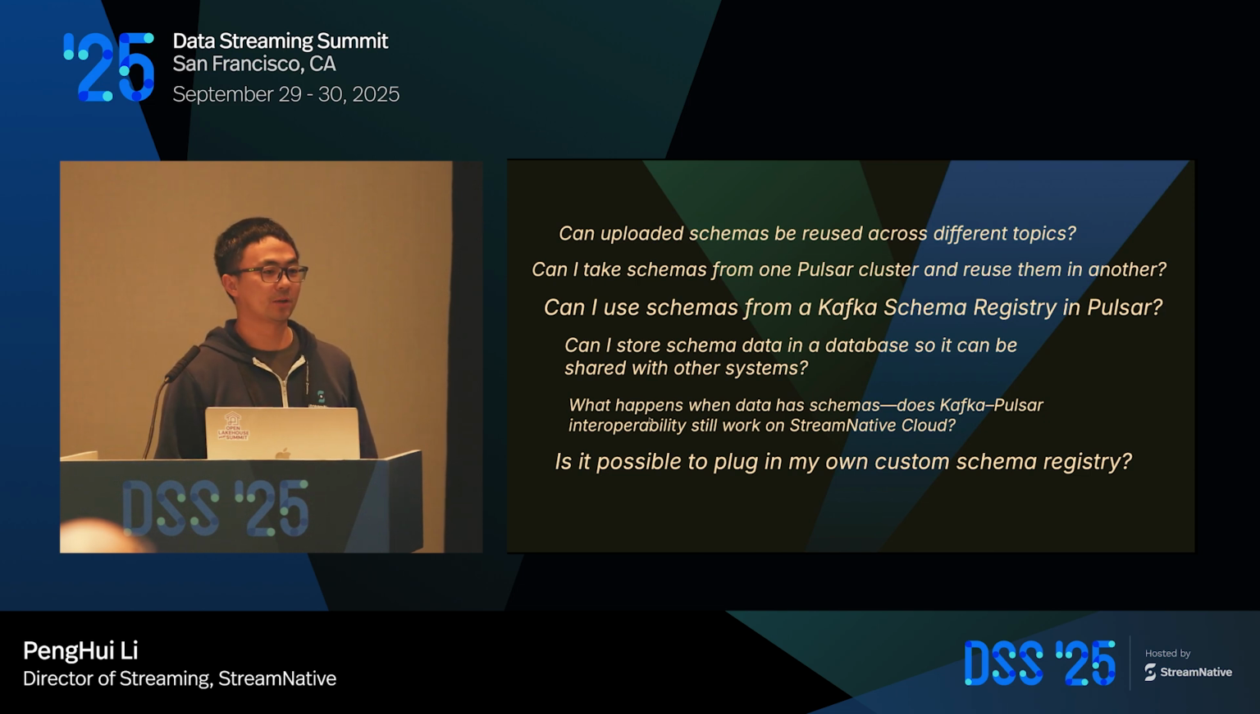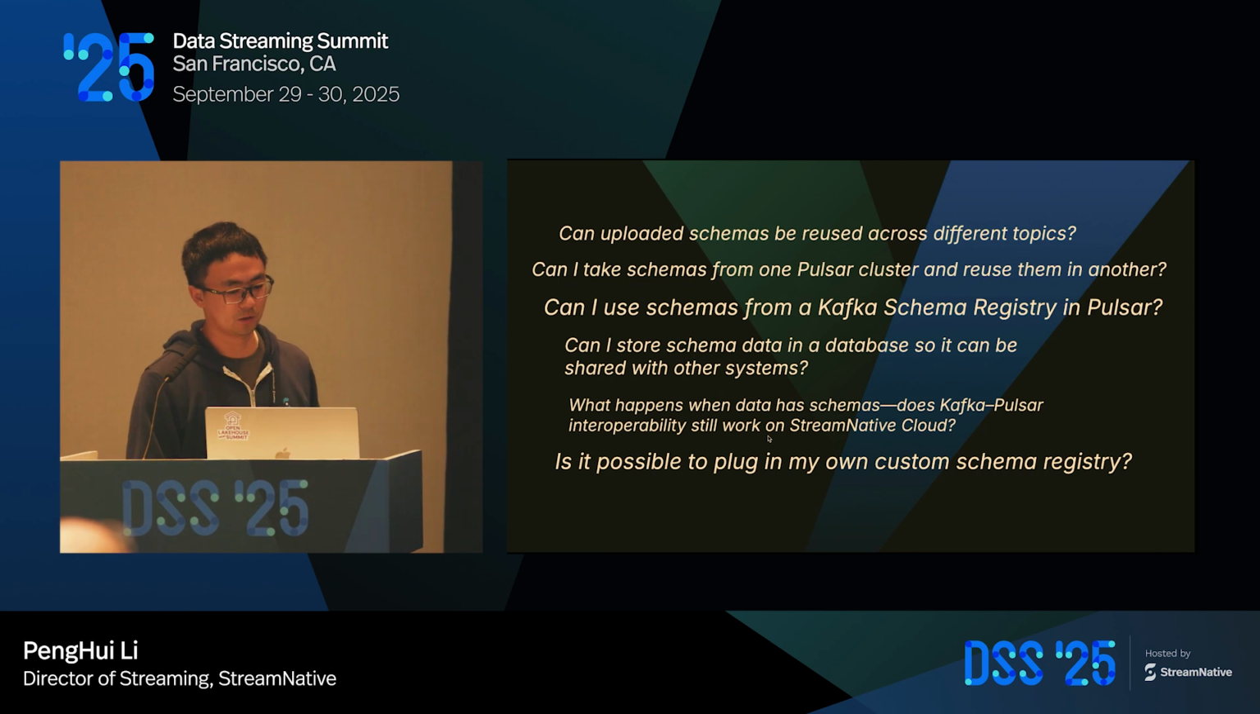And the next one is about StreamNative Cloud. We support both the Kafka and Pulsar protocols, and we also support interoperability for Kafka and Pulsar applications. But before, it only worked for byte schema. So if you have a schema defined from a Kafka application, a Pulsar application cannot deserialize that data with the Kafka schema. It was impossible before on StreamNative Cloud.